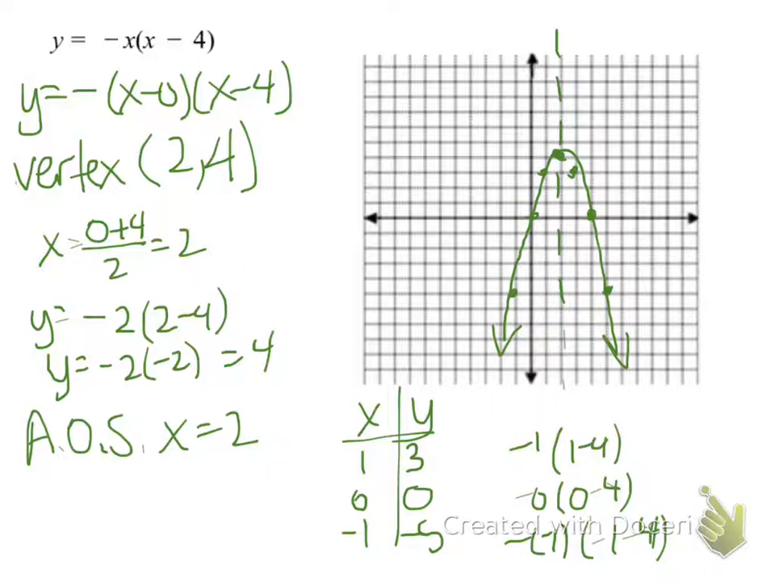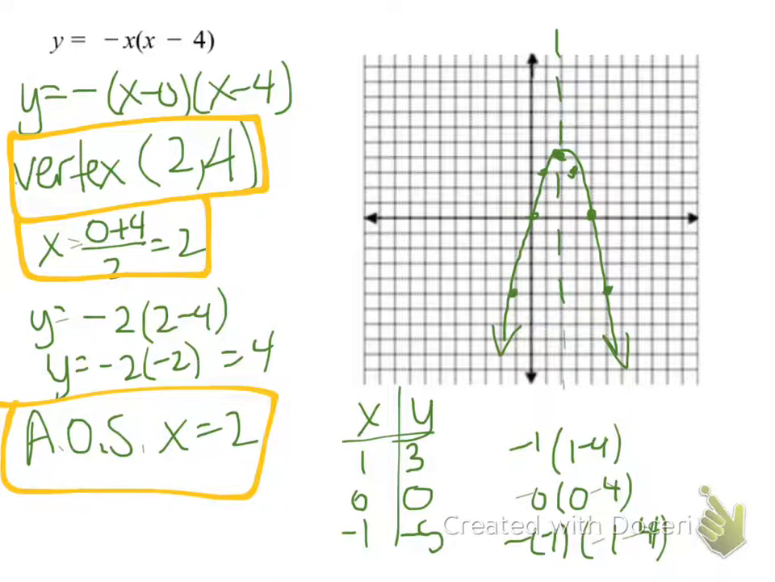And again, just to recap, you need to make sure that you're showing me the vertex and the work for at least the x-coordinate of the vertex. Show me the axis of symmetry. Again, don't forget that it's x equals a number. And then the t-chart. And finally, of course, is the graph.